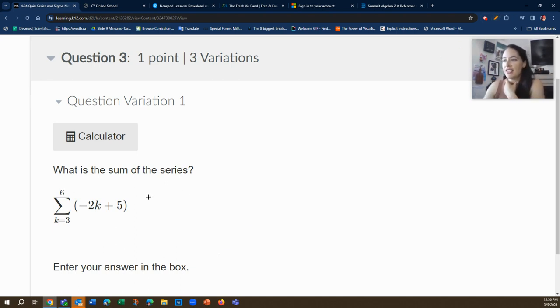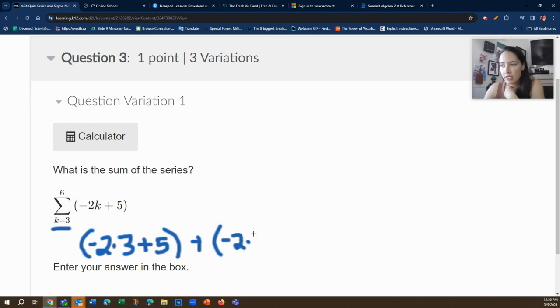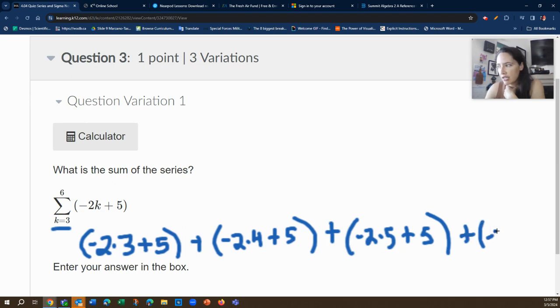I'll show you in the calculator. But how does this work? How do we read this? How do we expand it? Well, we'll start at 3. So we'll have negative 2 times 3 plus 5. That's k equals 3, plus negative 2 times 4 plus 5, plus negative 2 times 5 plus 5, plus negative 2 times 6 plus 5. We're going to stop here, from 3 to 6. Start at 3, 4, 5. Stop at 6. k equals 6, plus 5.